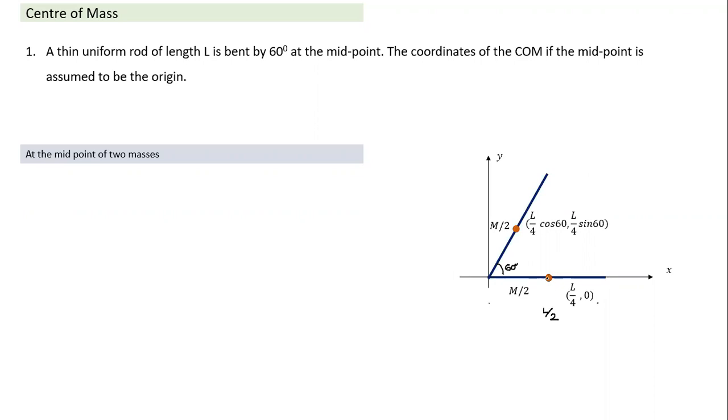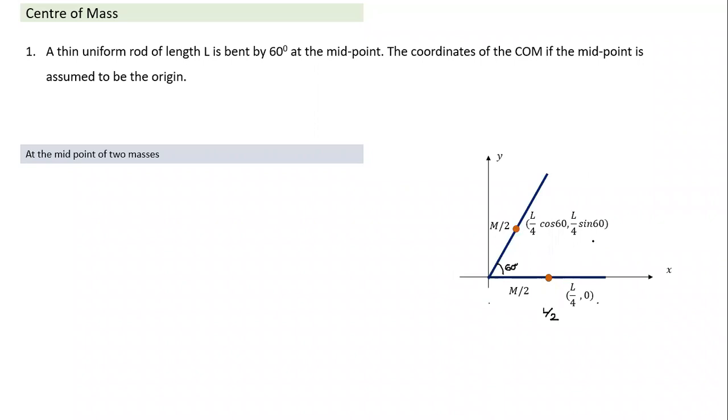Here this rod has length L by 2. So I can replace it with mass M by 2 placed at the midpoint, L by 4, 0. That becomes its coordinate. The second one also has length L by 2, so I can replace this entire mass with a point mass placed at its center of mass. This distance will be L by 4, angle is theta. So the x coordinate will be L by 4 cos 60 and the y coordinate L by 4 sin 60.